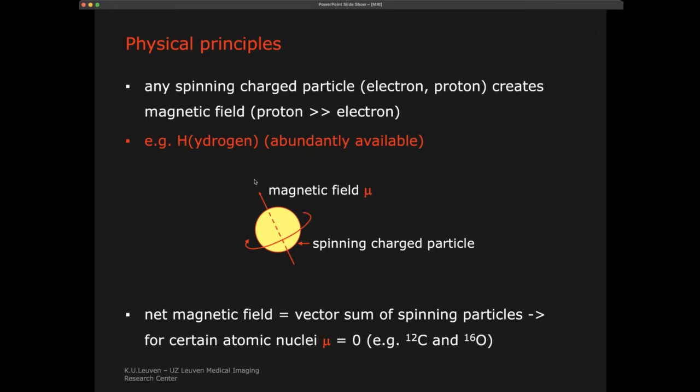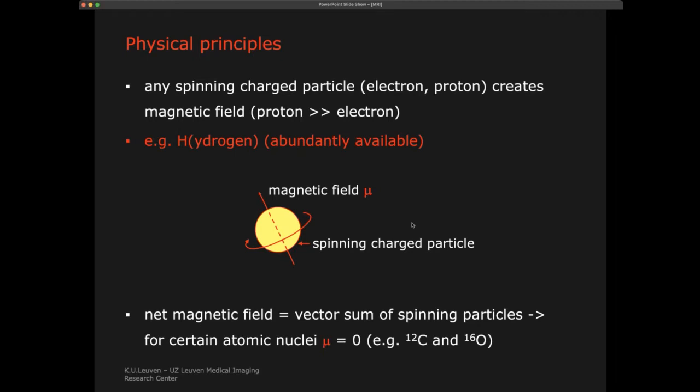When you look at a hydrogen atom, it contains a proton and an electron, and they have a certain spin, so they're kind of rotating around each other. Since they are charged particles, any charged particle that is moving, whether turning around or moving in space, creates a magnetic field. With motion of a charged particle, there's always a magnetic field associated with it. So if this hydrogen atom is spinning around its axis, it generates a super small, but still present, local magnetic field.